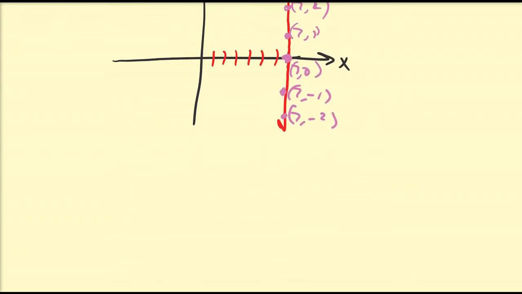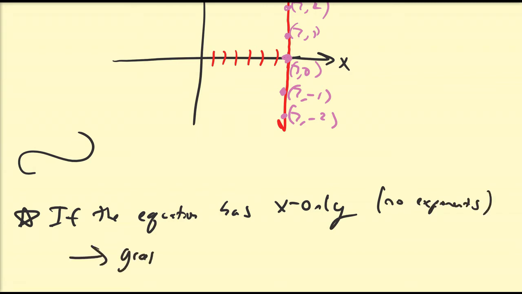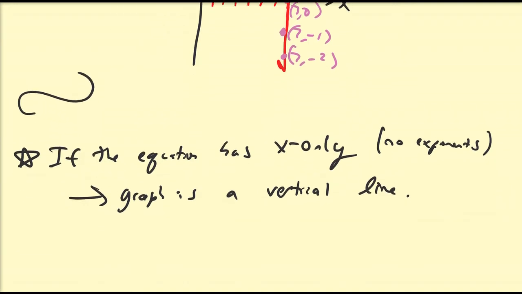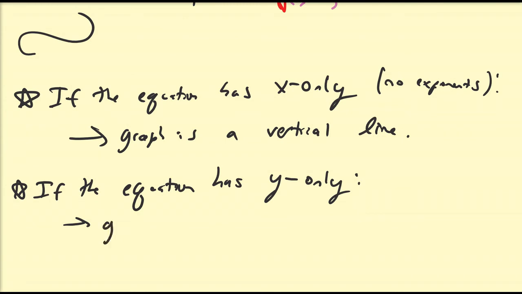So one important property that you should be able to take away from this is: if the equation has x only, say no exponents, nothing crazy looking, then the graph is a vertical line. And if the equation has y only, no special things, then the graph is a horizontal line.